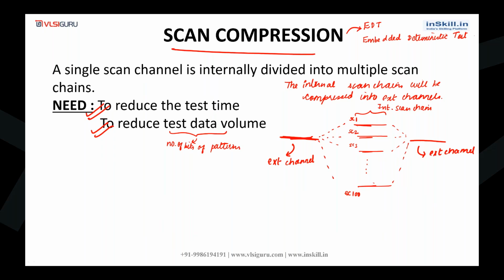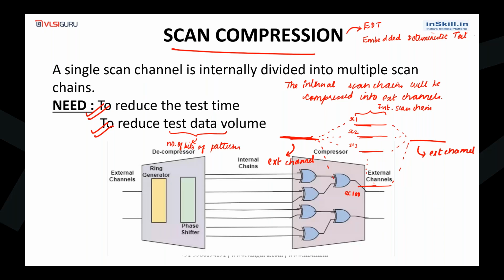If you want to achieve scan compression using Mentor Graphics tools, you will be adding a logic called embedded deterministic test. Now these are the components of the EDT logic. One component is the decompressor logic, another component is the compressor logic. This is the decompressor component. And then this is the compressor component, which in certain documents is also called the compactor.